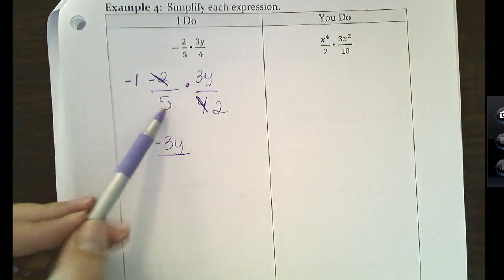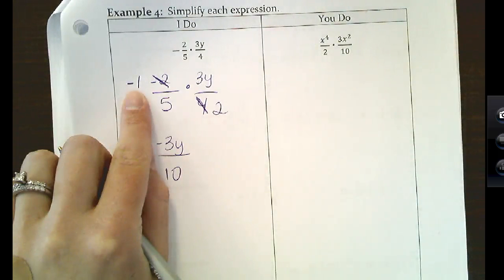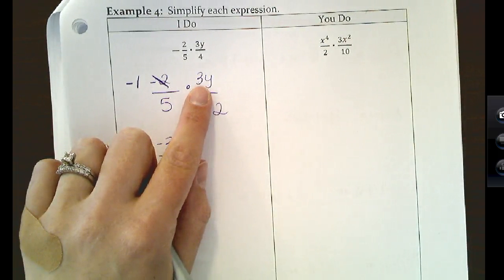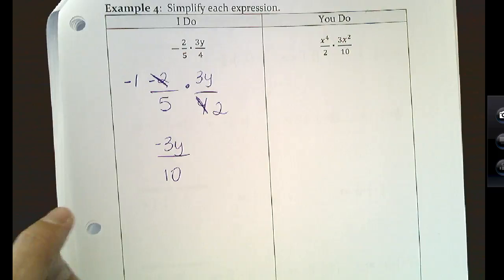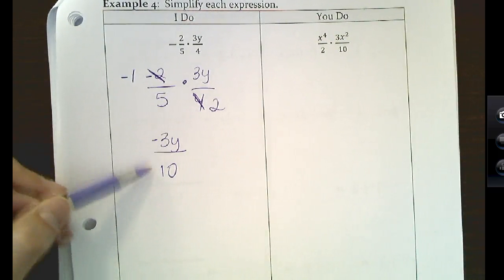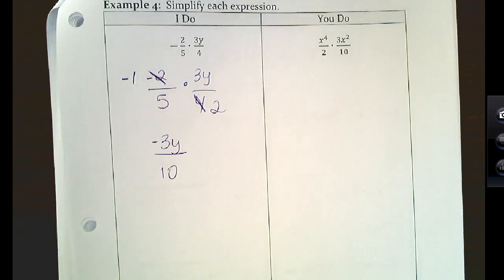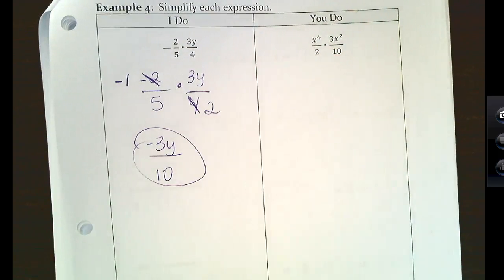In your denominator, what's 5 times 2? 10. Shane, we did negative 1 times 3, and that's where I got the negative 3. Does that make sense, bud? All right. Can we simplify? No, that's our final answer.